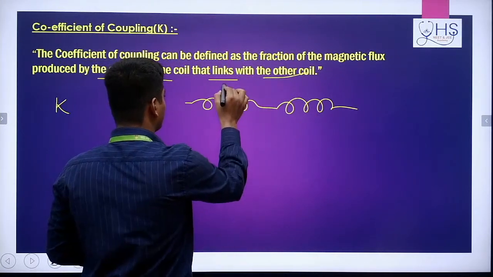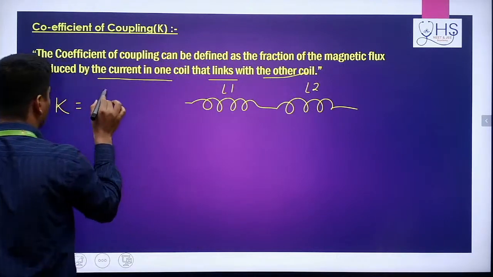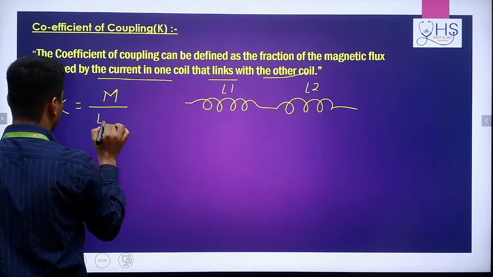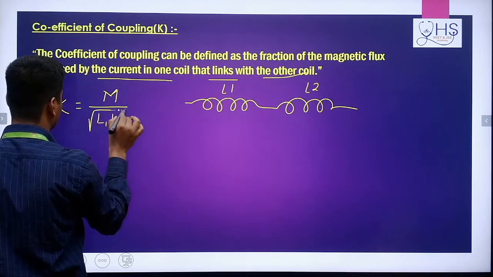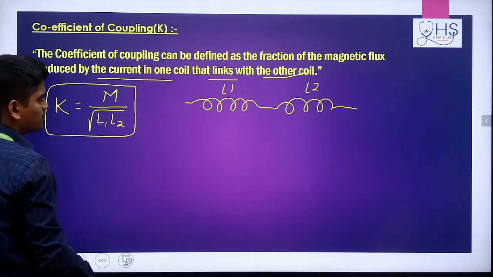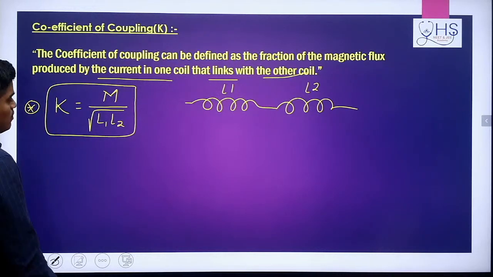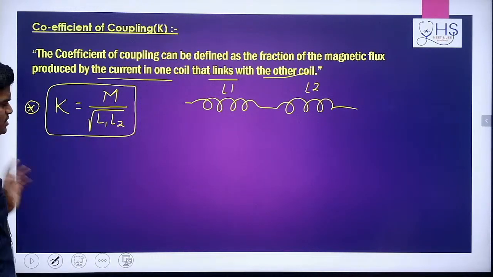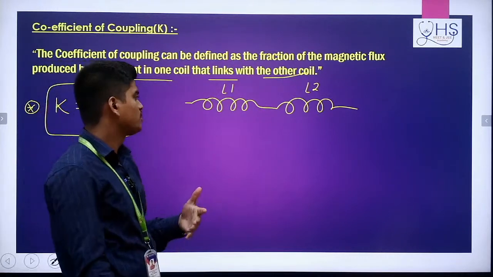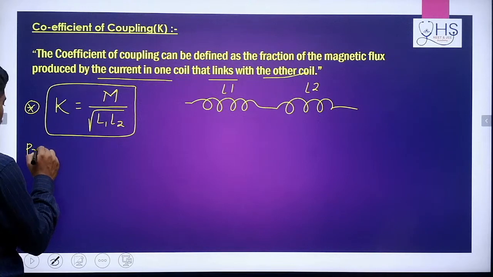Now suppose two inductors L1, L2 are there. The coefficient of coupling will be mutual inductance divided by the square root of L1 L2. The formula will be like this. Now we'll derive this formula a little and see the proof of how it comes. Here M is the mutual inductance, and L1, L2 are the self inductances.